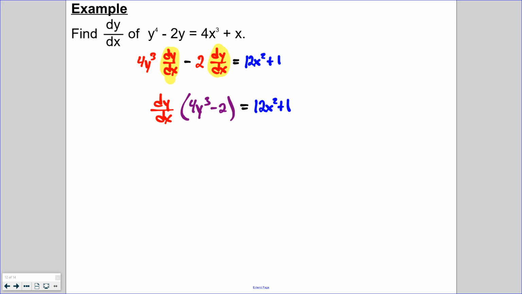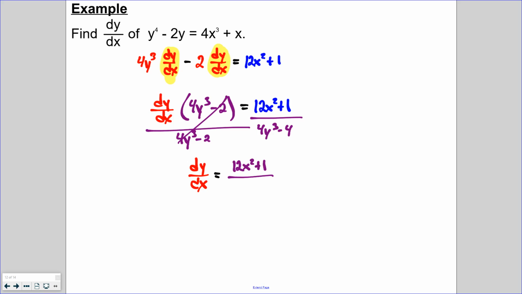Great! We turned 2 dy over dx's into 1, so now we just need to get that 1 dy over dx by itself. So that means I can divide by the 4y cubed minus 2, and I can do that to both sides. Shoop, cancels out, leaving us with dy over dx is going to be equal to 12x squared plus 1 over 4y cubed minus 4.